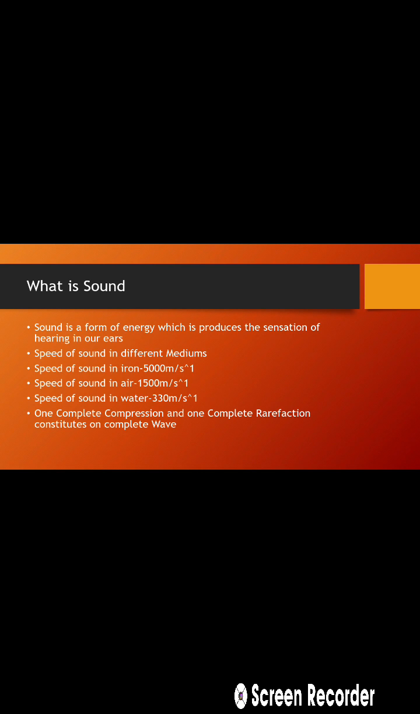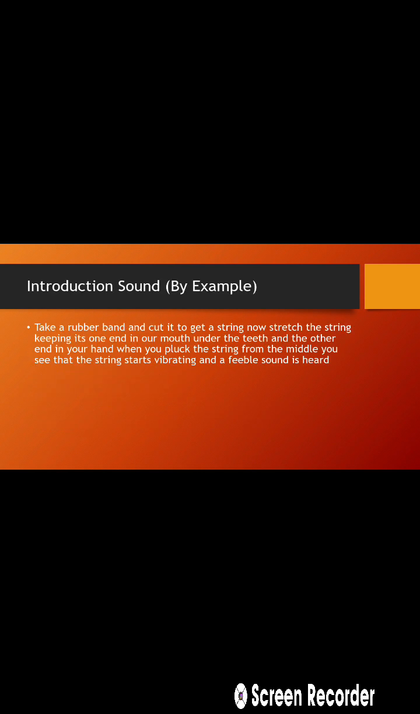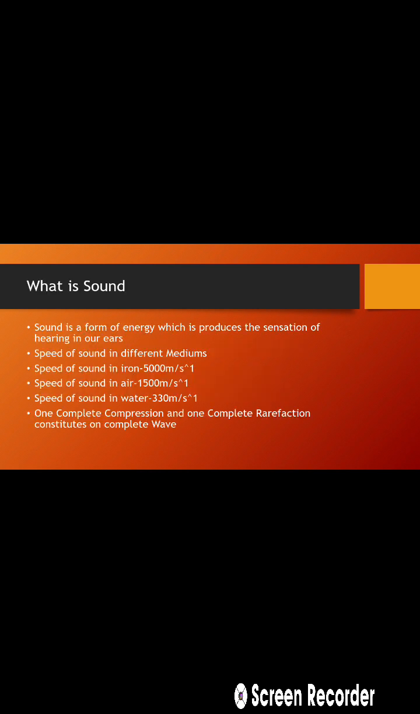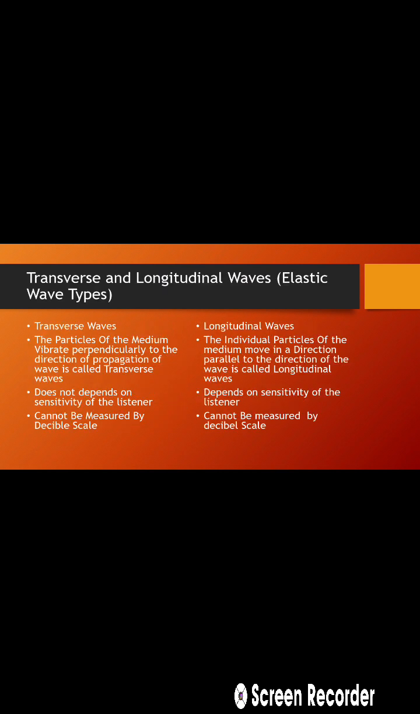So what is a wave? I have explained wave also. One complete compression and one complete rarefaction form one wave. In compression the lines come very close, closer than they normally are, and in rarefaction the lines go farther apart than they normally are. When both of these occur together, it is called a wave. Now let's go to the next slide. Hope you can understand.